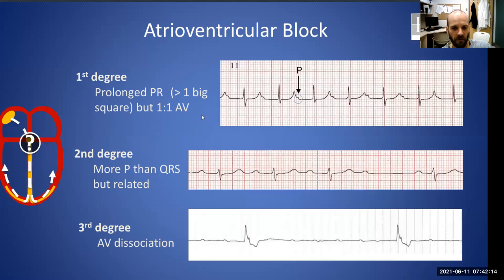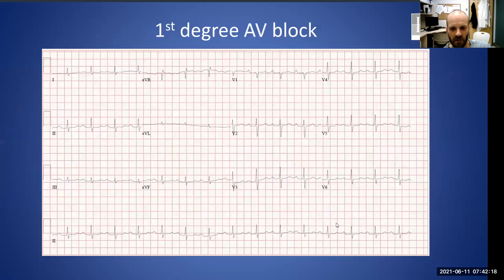So AV block, atrioventricular block, these are three examples of it. So here are some 12 leads of it. So once again, first degree AV block, we've got a one-to-one relationship between our P waves and our QRS complexes.